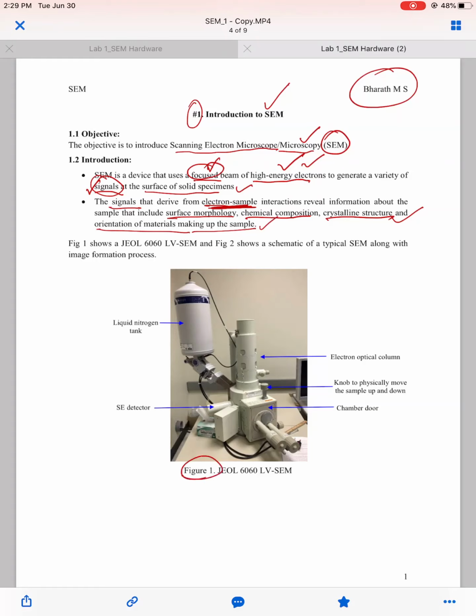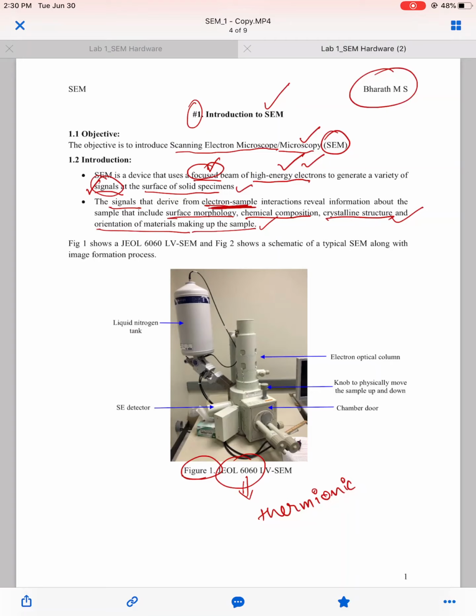So in this figure 1, we can see how a typical SEM looks like. What is shown here is a JEOL 6060, a particular model of an SEM, which consists of various components for various purposes, which we will not get into the details of. Basically, a JEOL 6060 SEM is a thermionic low pressure or variable pressure SEM. Again, we'll see what these terminologies mean in the subsequent chapters.